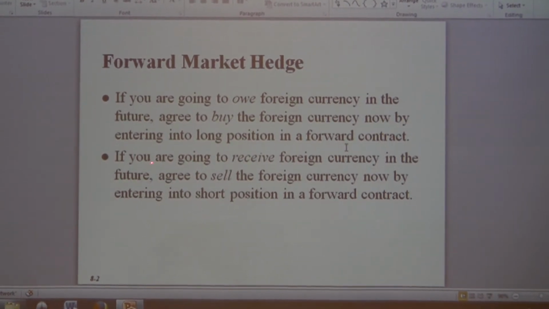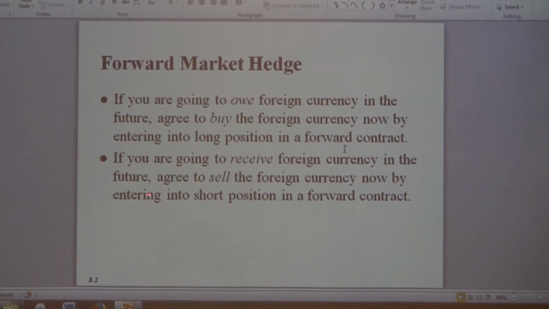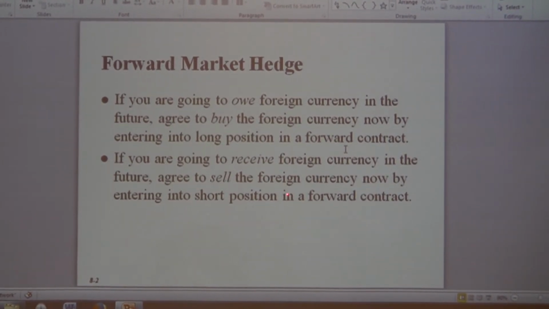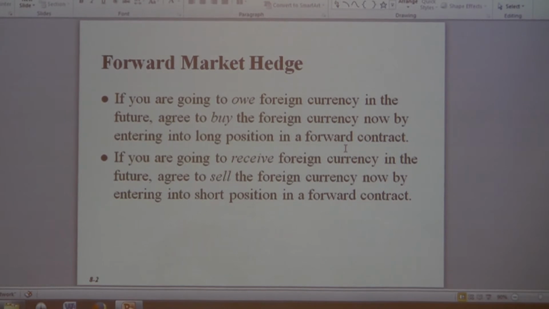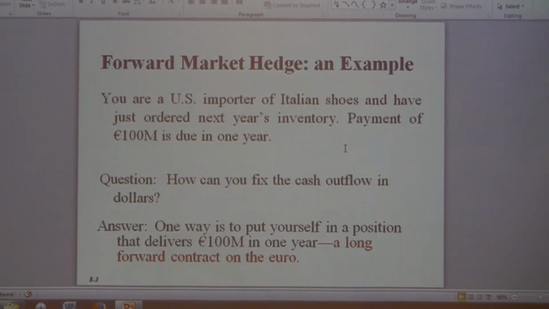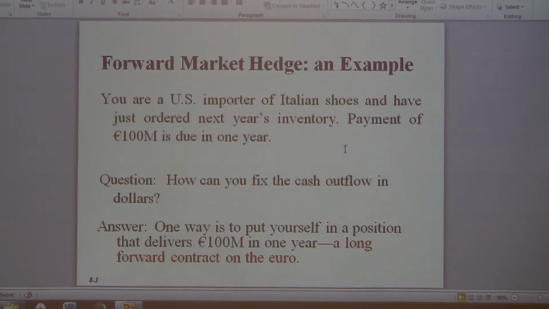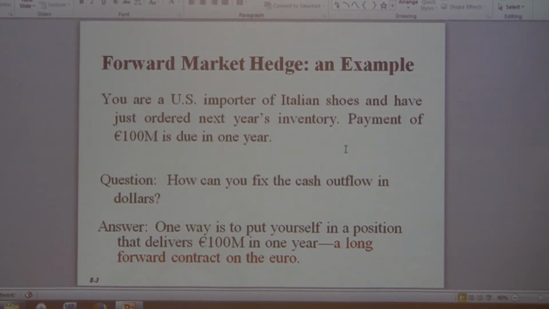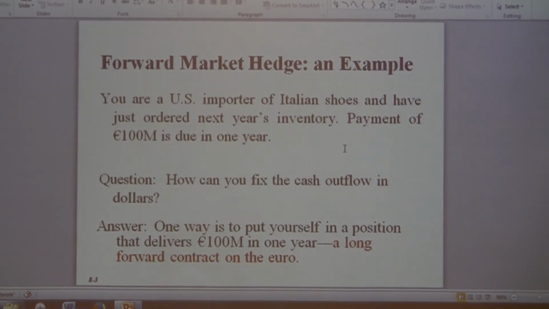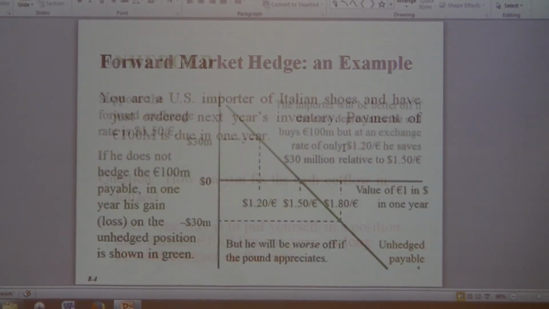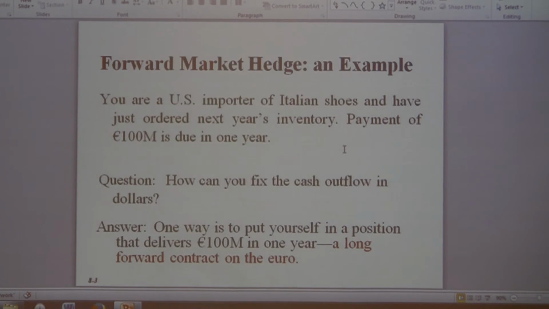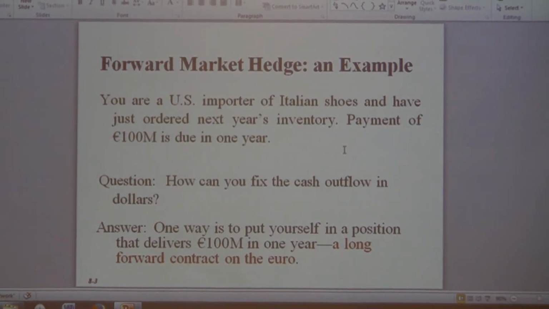And on the other hand, if you are going to receive foreign currency in the future, agree to sell the foreign currency now by entering into a short position in a forward contract. So if it's an accounts receivable, you want to have a short position in the forward market. So let's look at this example. You are a US importer of Italian shoes and have just ordered the next year's inventory. Payment of 100 million is due in 1 year. So that's what we see here.